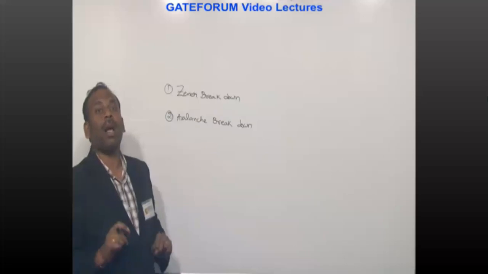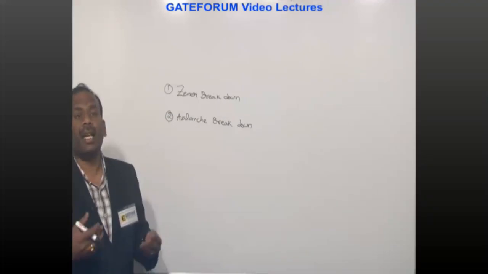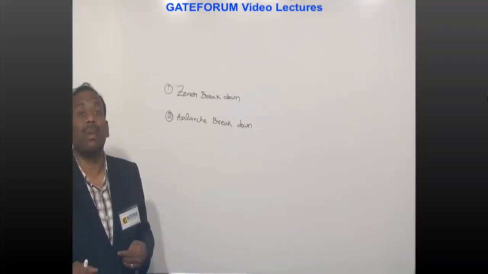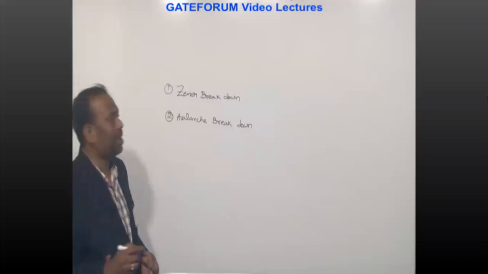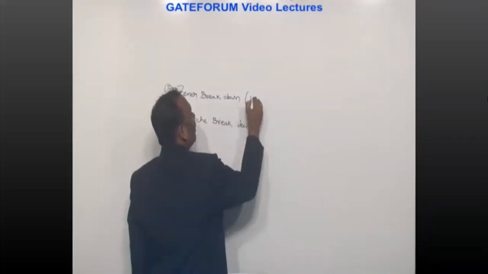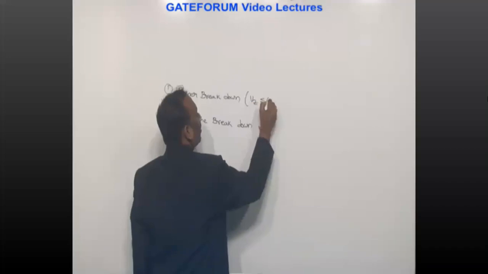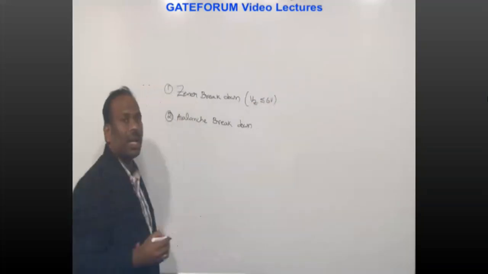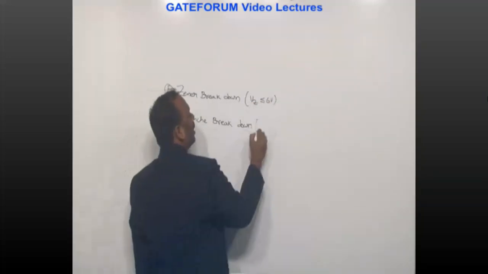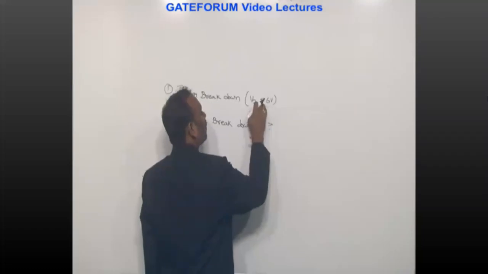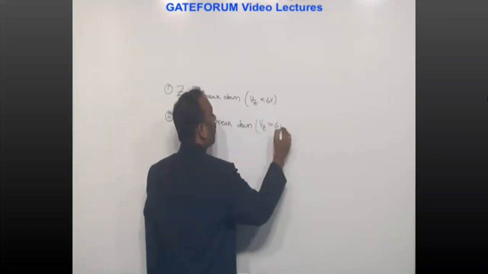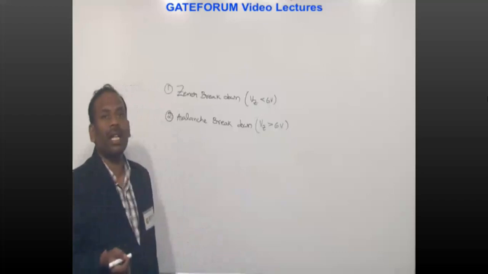How do we differentiate whether Zener breakdown or avalanche breakdown has taken place in a diode? That depends on the breakdown voltage. If the breakdown voltage VZ is less than or equal to 6 volts, then it is called Zener breakdown. If it is greater than 6 volts, then it is called avalanche breakdown.